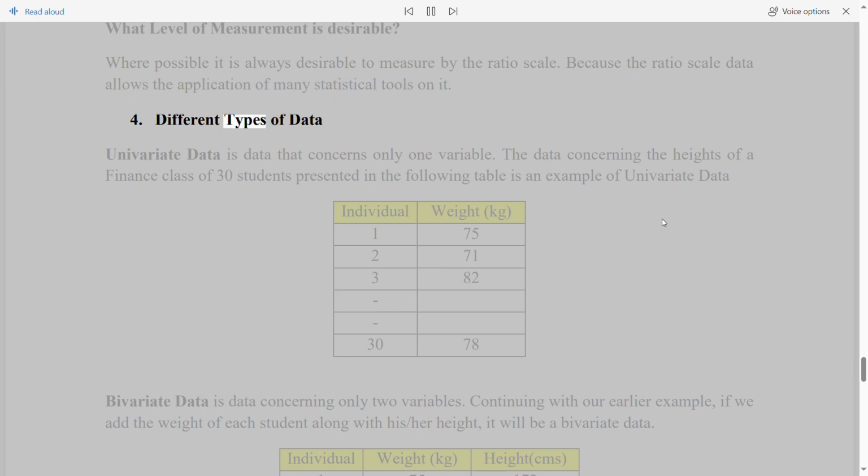4. Different types of data. Univariate data is data that concerns only one variable. The data concerning the heights of a finance class of 30 students presented in the following table is an example of univariate data. Individual, height in cm: 1, 175; 2, 171; 3, 182; 30, 178.